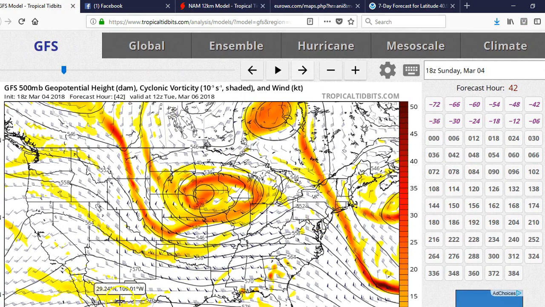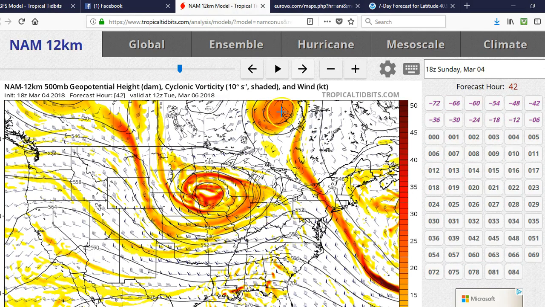Alright, here's the GFS. So the general setup is that you're going to have two upper lows. You have one over Canada here. Let me change this color. Much better. Okay, so you have an upper low over Canada, and you have an upper low over the Great Plains here. Let me get a good color here. All right, blue's good. So this is the GFS. And here's the NAM. So not much of a difference. You have your upper low over Canada, and you have your upper low over here.